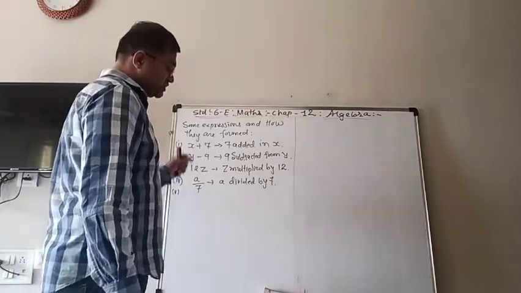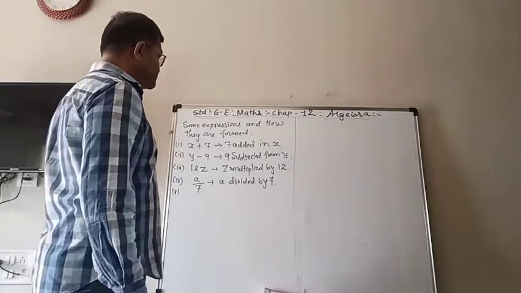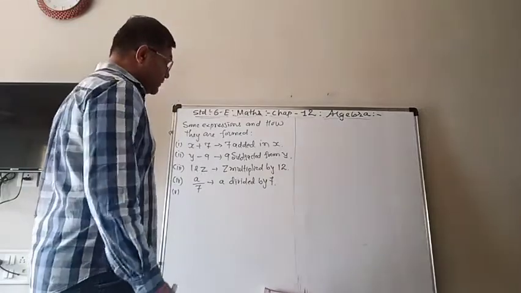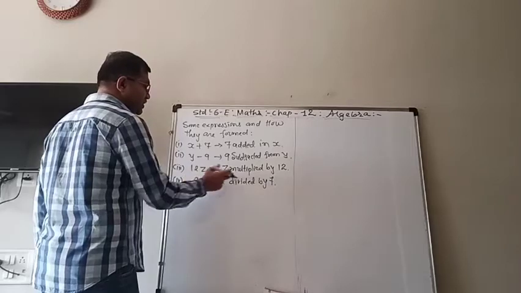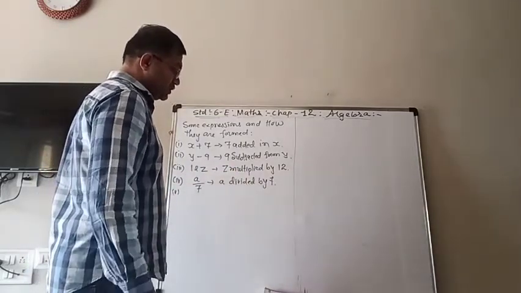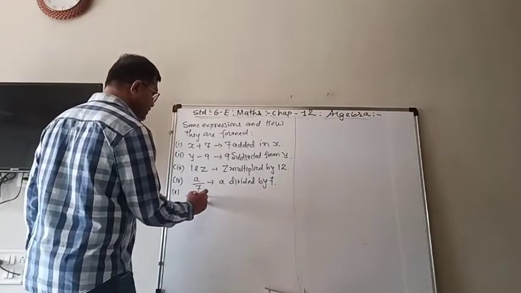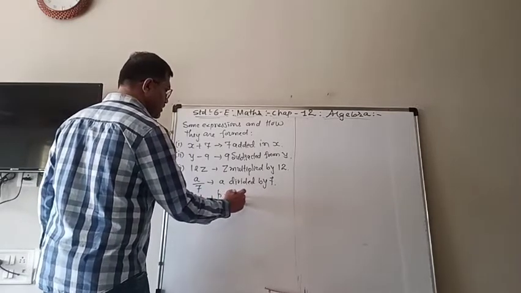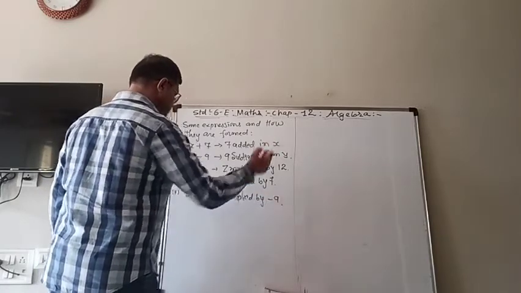Now here we see that only one operation is there. Maybe there will be a combination of operations also. Here we multiply with a positive integer. We can multiply by a negative integer also. For example, minus 9p means p multiplied by minus 9.